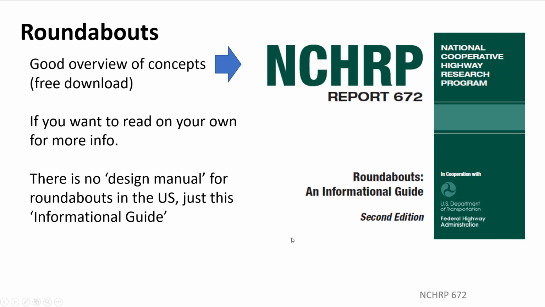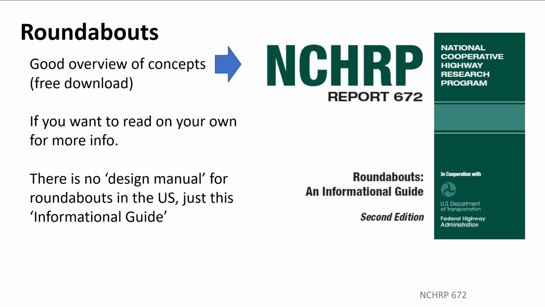The main guide we use here in the U.S. is NCHRP Report 672. They call it Roundabouts: An Informational Guide. So you've got the Green Book, which is a suggested practice, basically, and which is not law, but it's suggested practice. This NCHRP report is actually one level down from that even. It's just an informational guide.